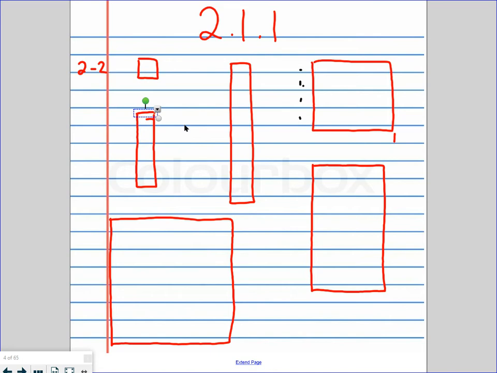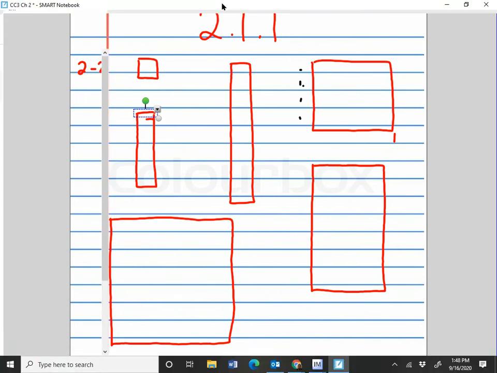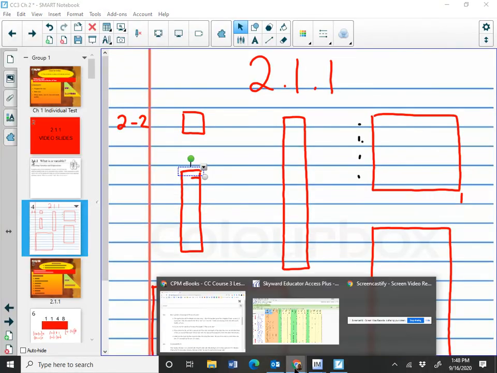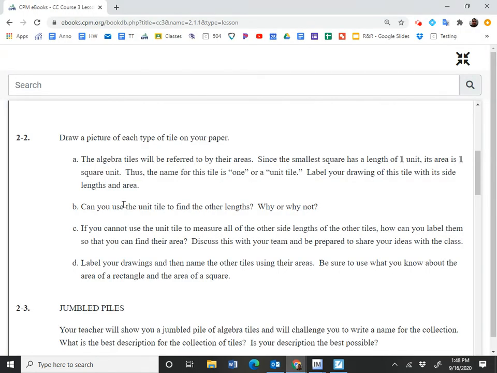Now, we are going to give them a name. Now, if we look at our book, the book says the following. Let me minimize here so you can see. Okay. And the book says algebra tiles will be referred to by their areas. Okay, so their name will be assumed by their areas.